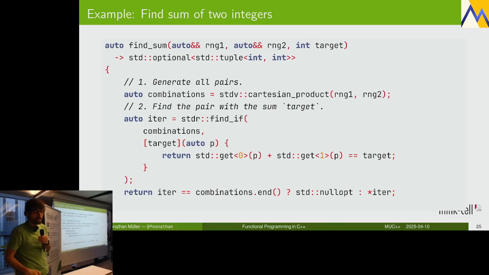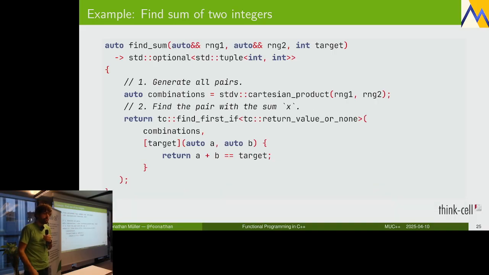And so at ThinkCell, we have a custom range library with custom algorithms, and we've got a custom find function that is much more convenient to use. The two changes are, first of all, the lambda. Instead of just taking the tuple, the lambda can take multiple arguments. And when you invoke it with a tuple, it will automatically unpack the tuple and pass the elements to the lambda. That's just more convenient.